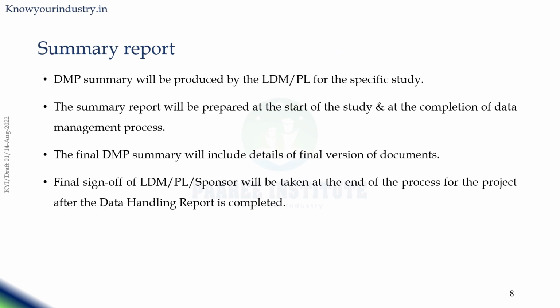And the DMP will be produced by the LDM or PL for a specific study, because though it is a generic document, it will have its own limitations or details for a specific study. So every study will have its own DMP and its related versions along with the date. The summary report will be prepared at the start of the study and at the completion of the data management process. A final DMP summary will be included with the details of the final version of all the documents.